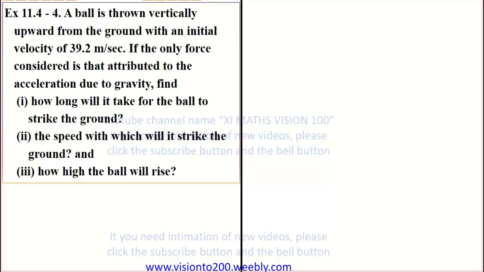Subdivision 2. The speed with which it will strike the ground? And subdivision 3. How high the ball will rise? Solution.